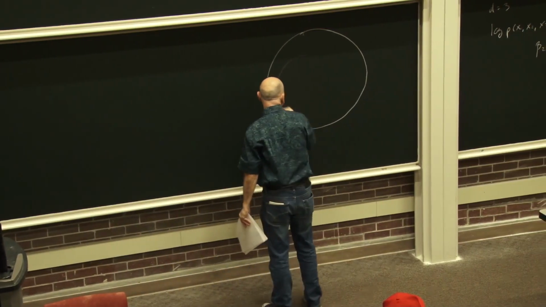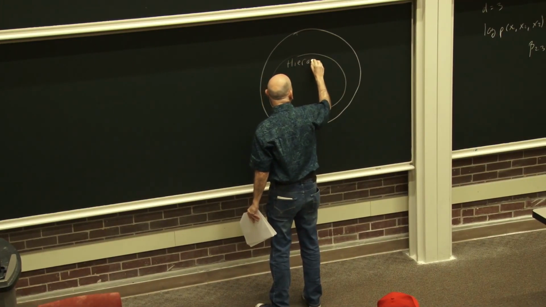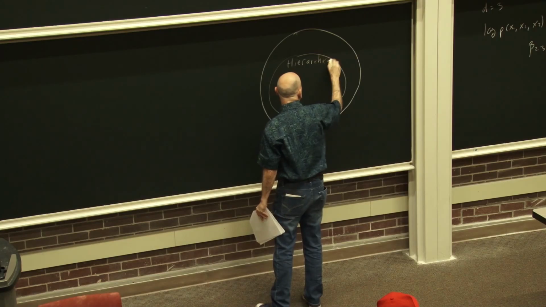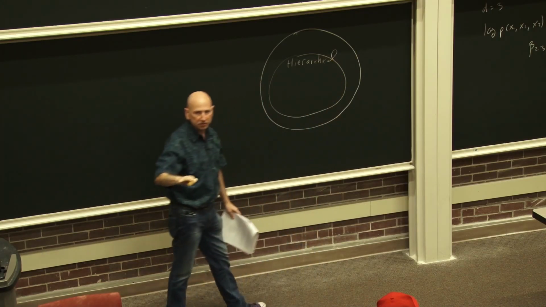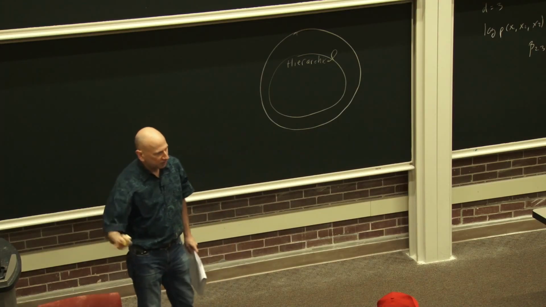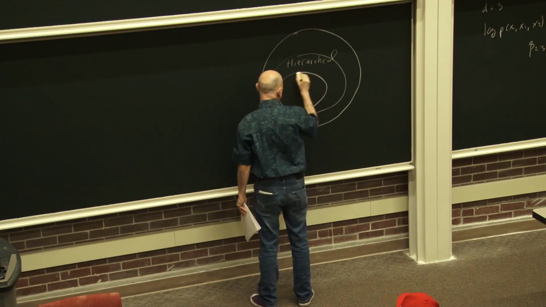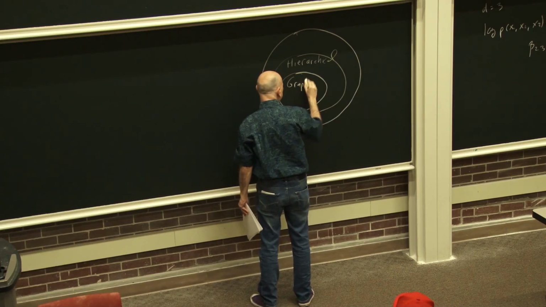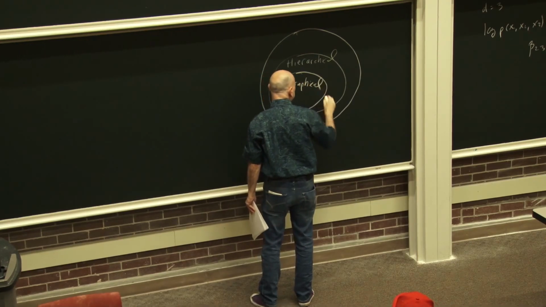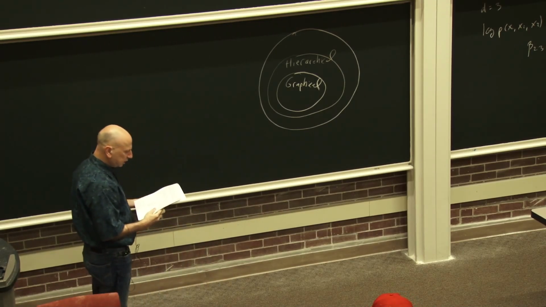Then there's a subset of these which are called hierarchical log linear models. Now, for those of you who are familiar with Bayesian inference, there are things called hierarchical models. This is not the same use of that word. Different use of the word hierarchical. I'll explain what it means in a minute. Then there's a subset of hierarchical models which are called graphical log linear models. Let me now explain what these are.